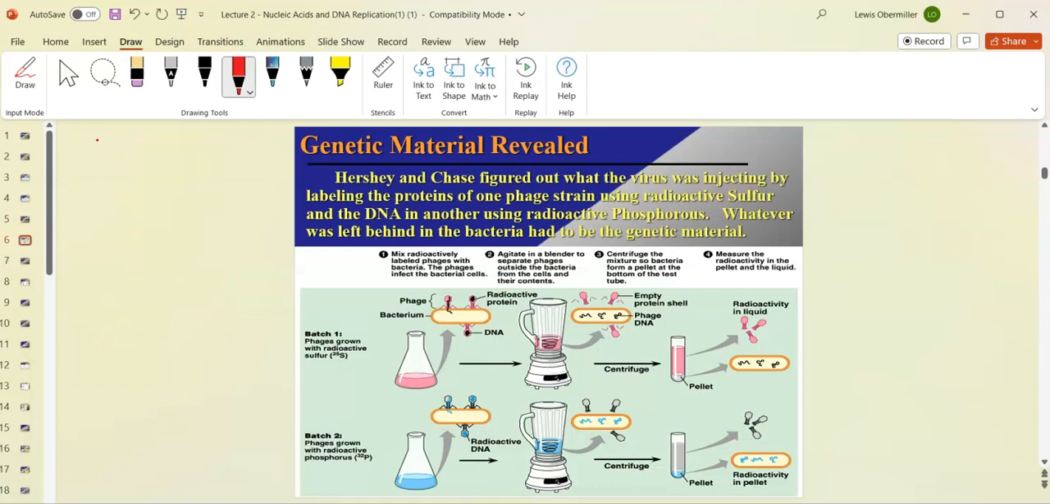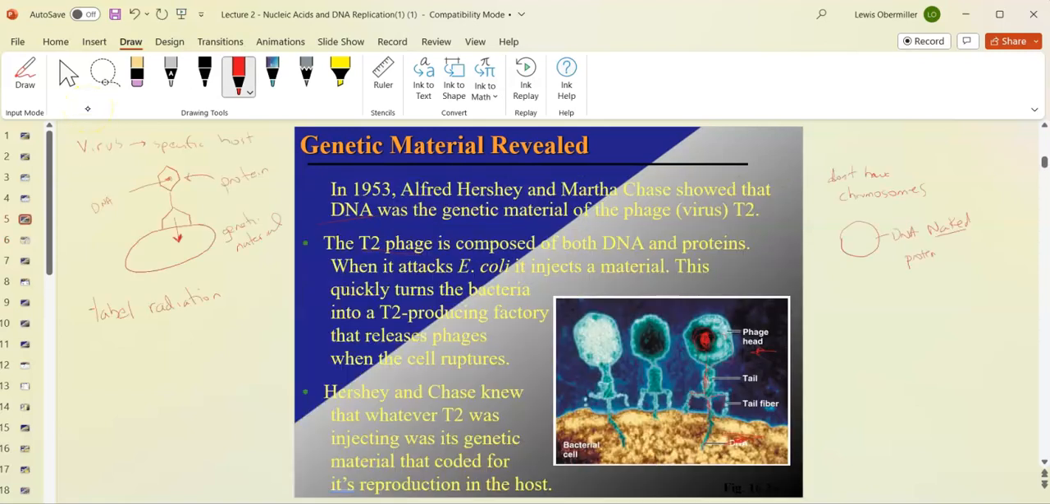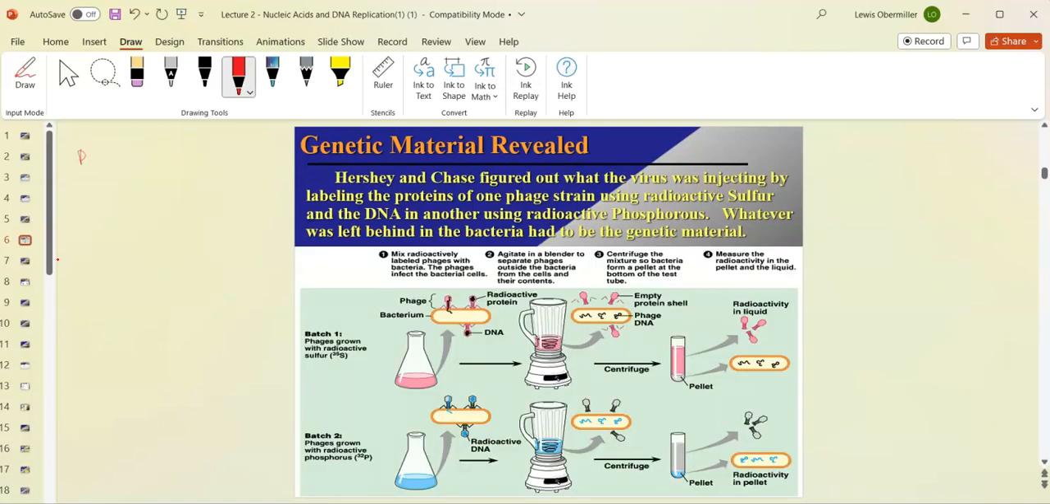So here's the experiment Hershey and Chase did. They took a phage, right? And by the way, just so you know, there are even and odd phages. So there's T1, 3, 5, and so on, and then there's even, which are T2 and 4 and whatever. I'm not going to test you on that. I just want to let you know. So this particular phage is a T2, but it doesn't matter.